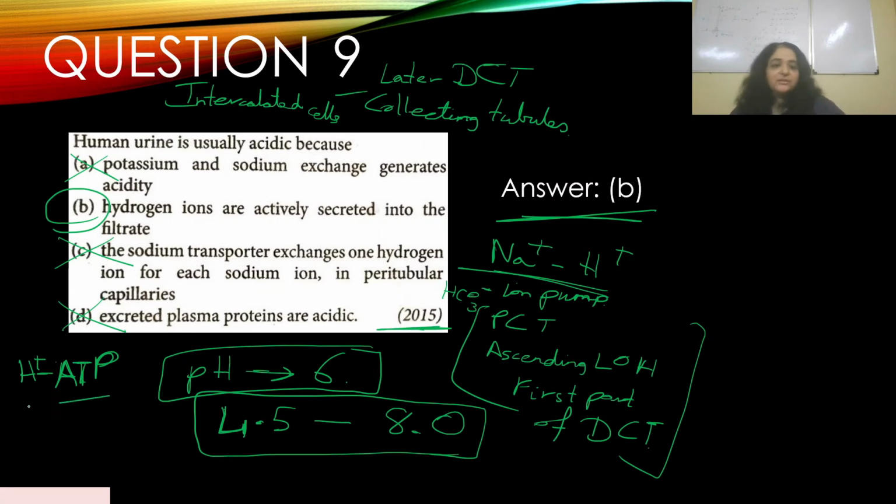All right. So by these two mechanisms, the sodium hydrogen counter transport and the H plus ATPase pump, which is pumping out H plus ions, both are active transports, so hydrogen ions are actively secreted into the filtrate. This one is a secondary active transport, and this is a primary active transport.